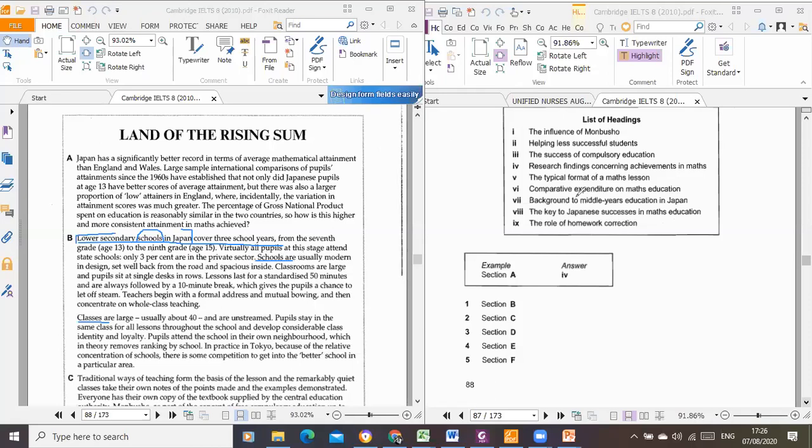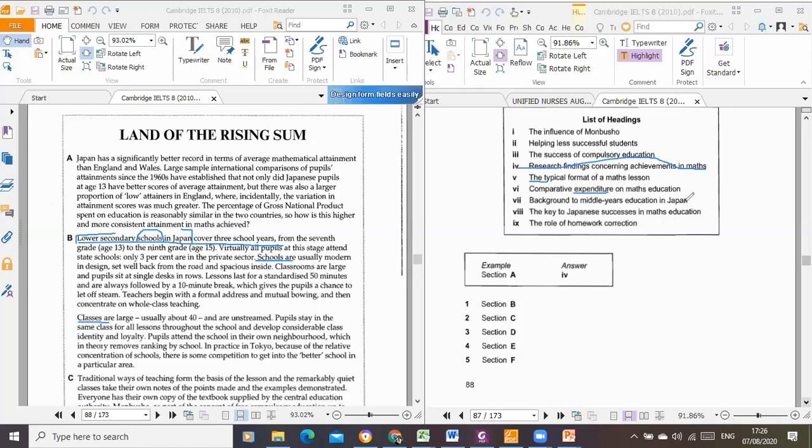So the influence of Mombucho, no. Helping less successful, they haven't talked about. The success of compulsory education, there's nothing like that. Research findings concerning achievement in math, no, I shouldn't be reading this one at all. The typical format of a math lesson, would it be this one? No, I think they are talking about school. It's more than just a math class. Comparative expenditure, no, there's nothing about spending.